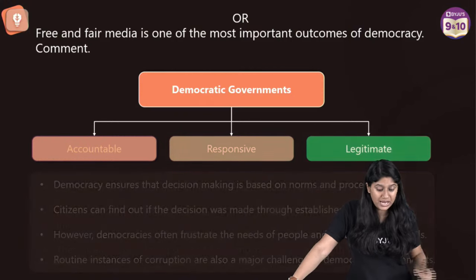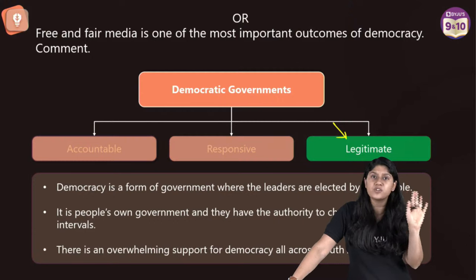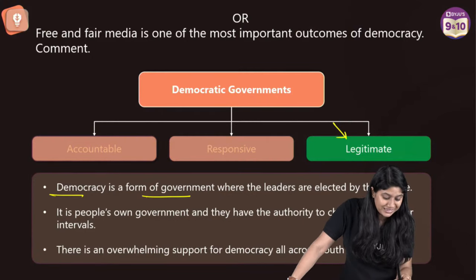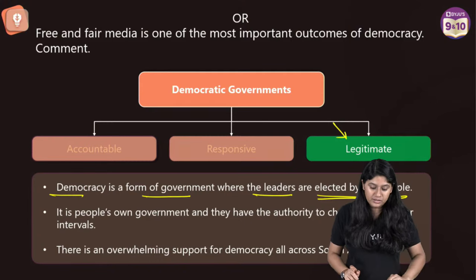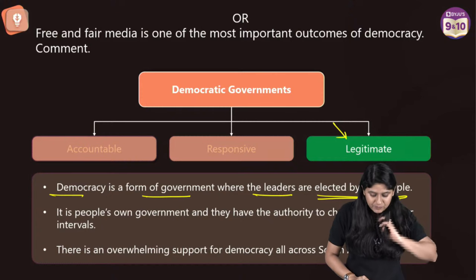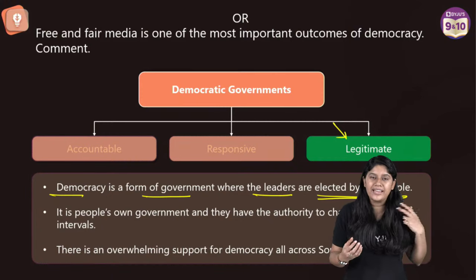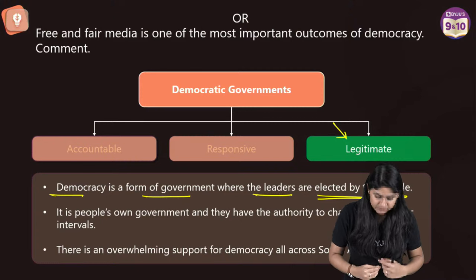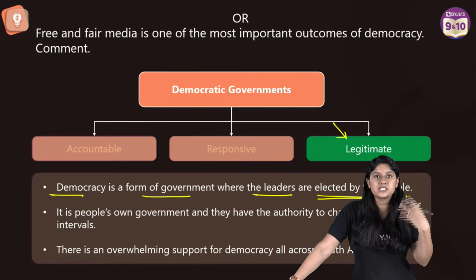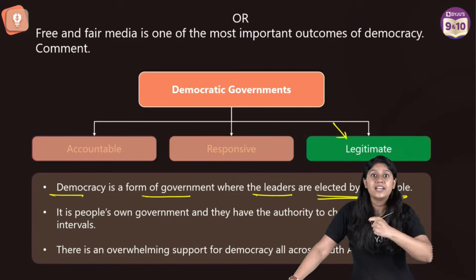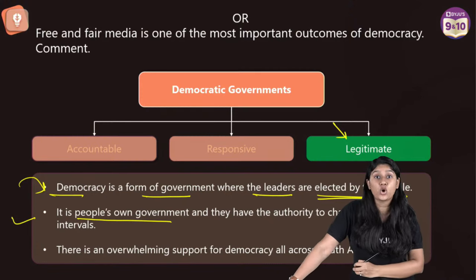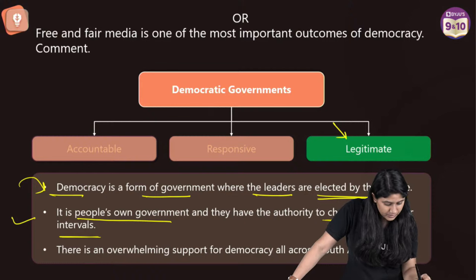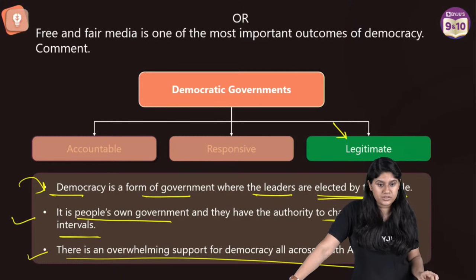Moving ahead to the last point, everyone, we have legitimate. And this is a point which confused a lot of people. Democracy is a form of government where the leaders are elected by the people. Easy. Now, along with that, one important thing to look at is that sometimes it takes a lot of time for them to perform. Right? There will be very slow action. But we know that a democratic government is by the people. It's a legitimate government. It's been made by the people. So it's a government where the leaders are elected by the people and it's the people's own government, and they have the authority to change it. Clear, everyone? And of course, there's a lot of support for democracy.